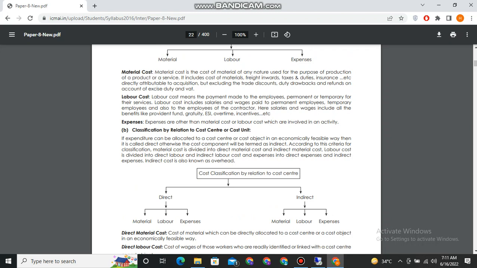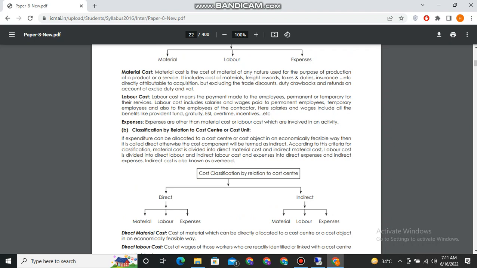VAT. Labor cost. Labor cost means the payment made to the employees, permanent or temporary, for the services. Labor cost includes salaries and wages paid to the permanent employees, temporary employees, and also to the employees of the contractor. Here, salaries and wages include all these benefits like provident fund, gratuity, ESI, overtime, incentives, etc.